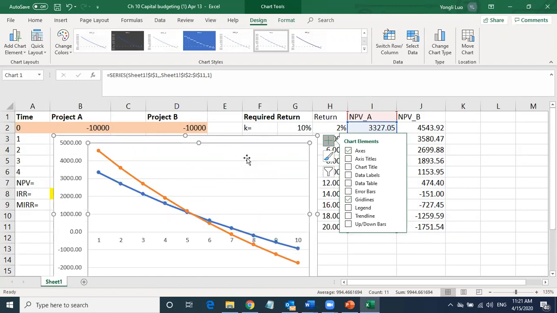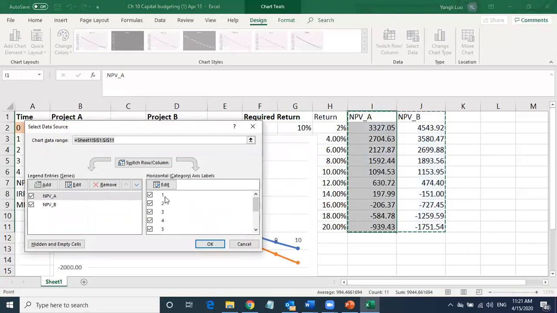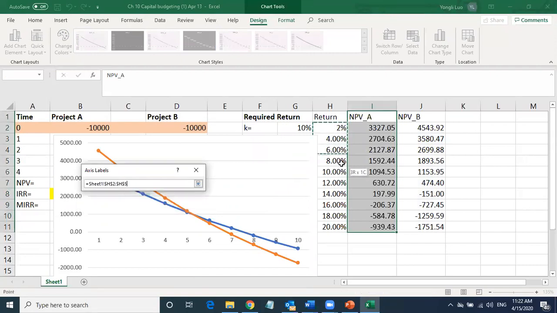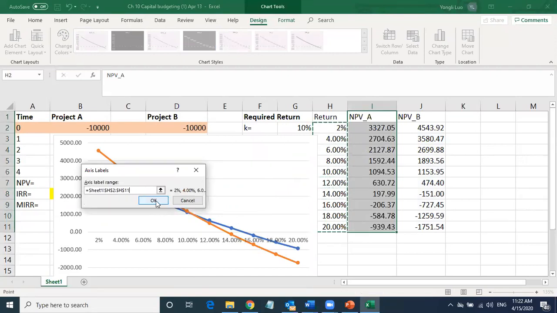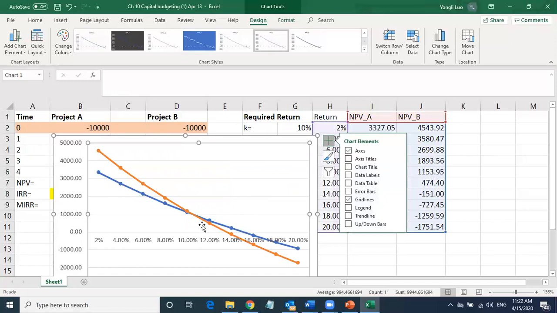So where is the cross point? What we do is you go back to select data again, and you edit the horizontal X labels. You select all this, and return. So you can see that's 2%. The cross point is somewhere between 10% and 12%, so over 10%.